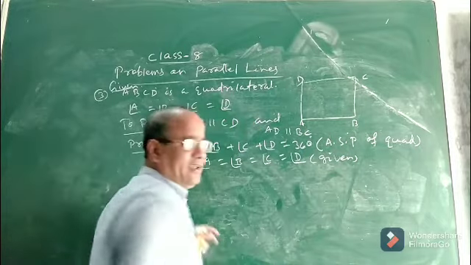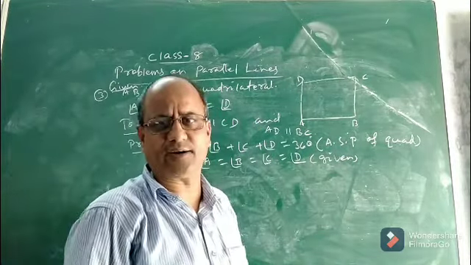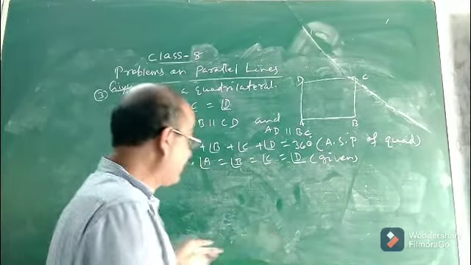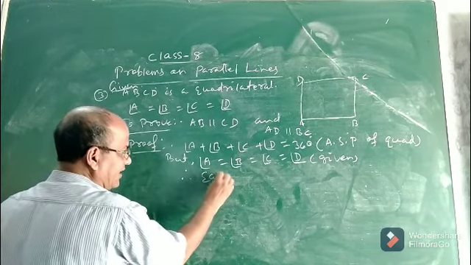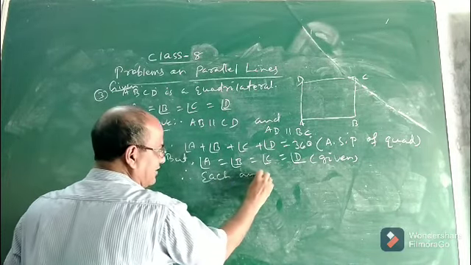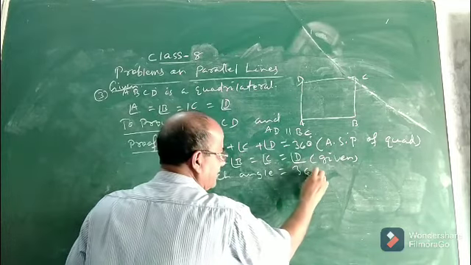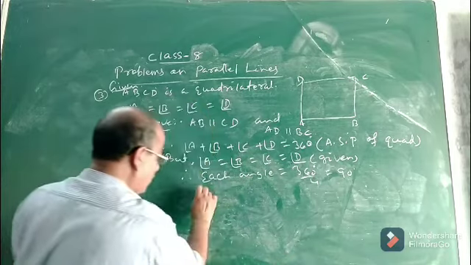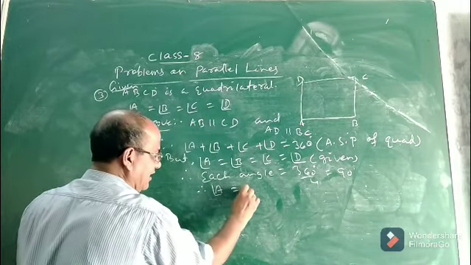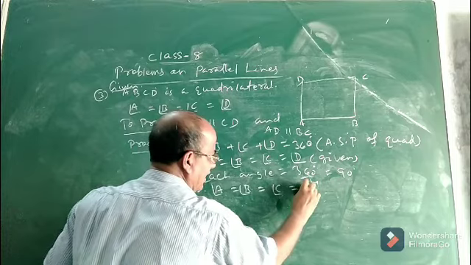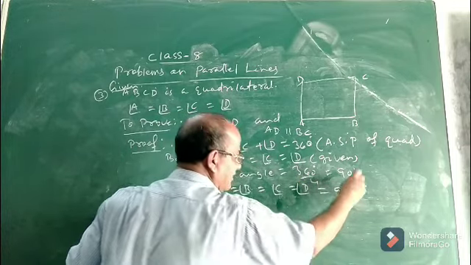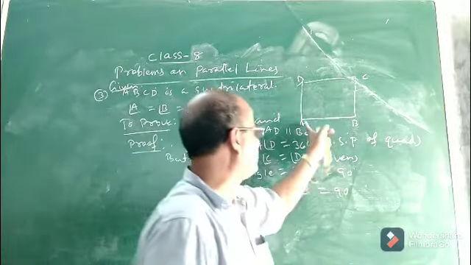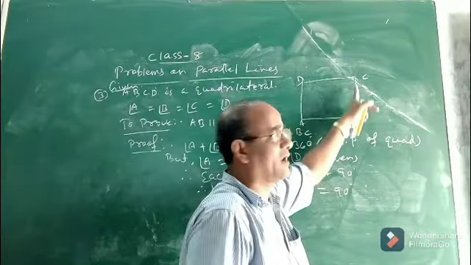So if each angle is equal and their sum is 360 degrees, definitely each angle will be 360 divided by 4, that is 90 degrees. That means angle A, angle B, angle C and angle D, each is 90 degrees. So we proved that each angle is 90 degrees, but our aim is to prove that AB is parallel to CD and AD is parallel to BC.